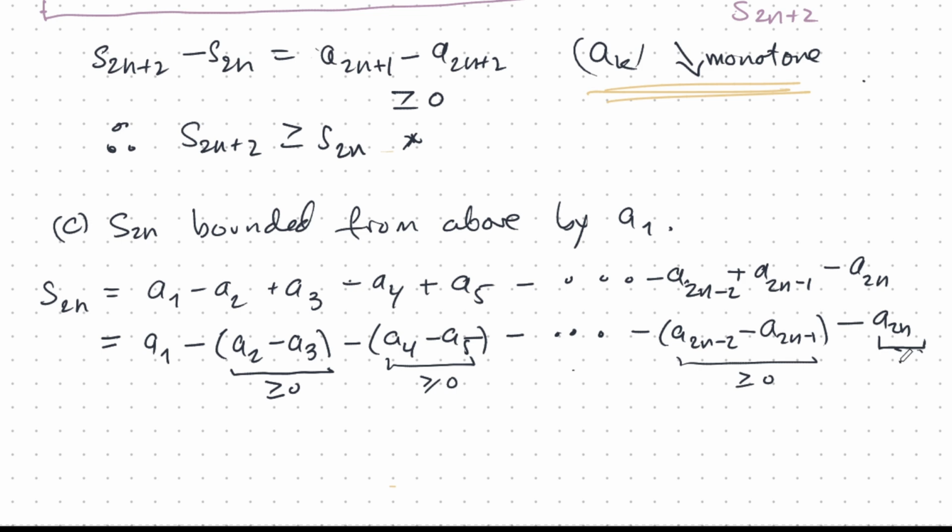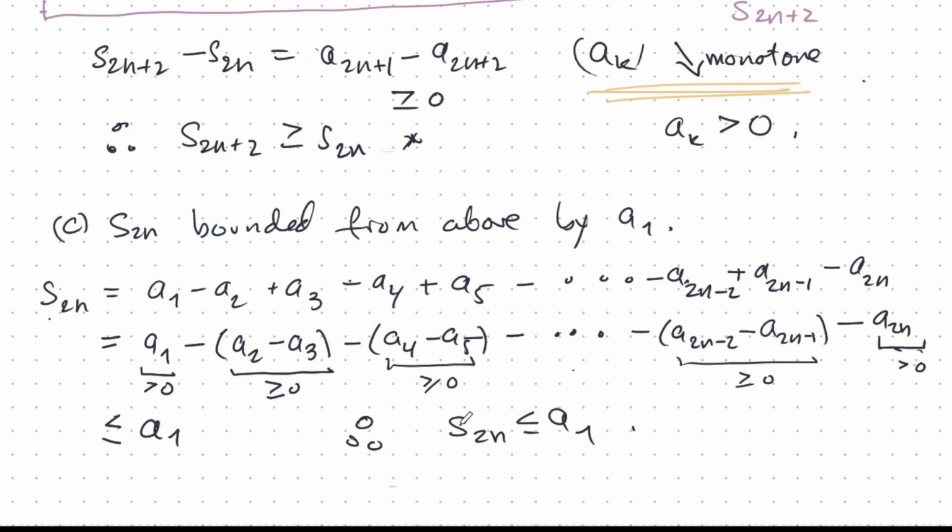Why is it greater than 0? Because in the conditions on these terms, each term is greater than 0. That was the first condition. So this is a positive number, and I'm subtracting all these numbers which are greater than or equal to 0. If I don't subtract them, this has to be bigger than S2n. And so therefore, I have what I want: S2n is bounded from above by A1.